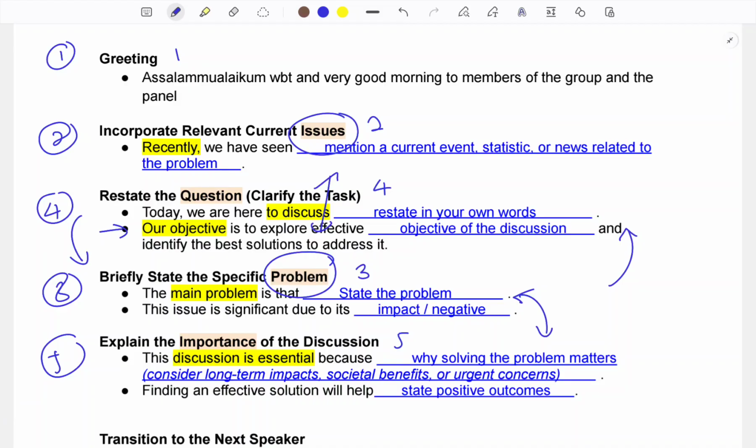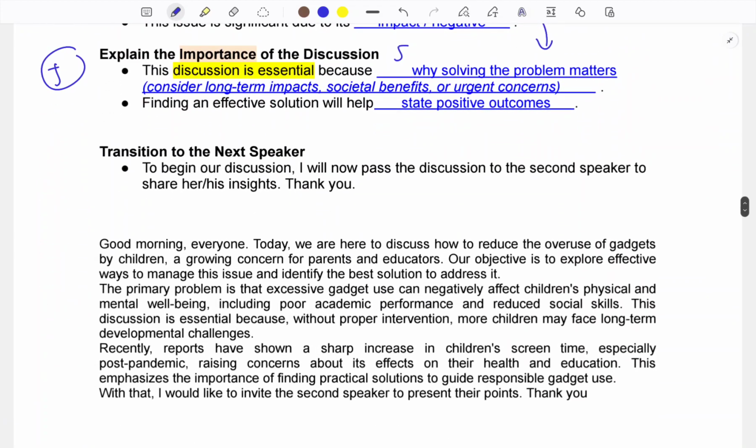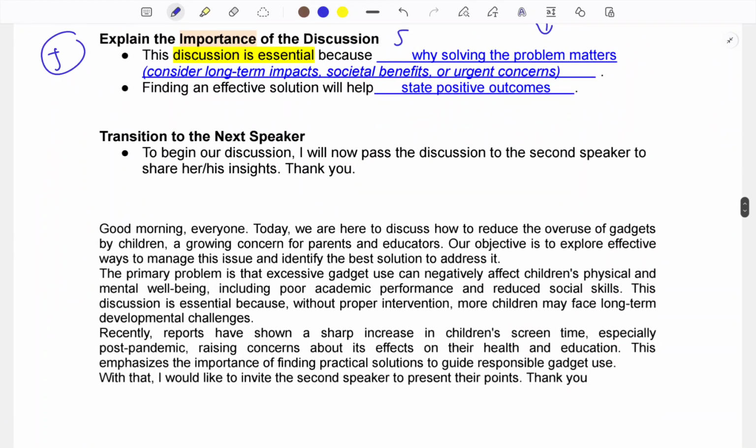So simply mean, if you listen carefully, I fuse the issue and the problem in the same element. It depends. Some people separate that, but some people fuse. As for me, I usually fuse because it is easier for me. Okay, and then transition to the next speaker. To begin our discussion, I will now pass our discussion to the second speaker.